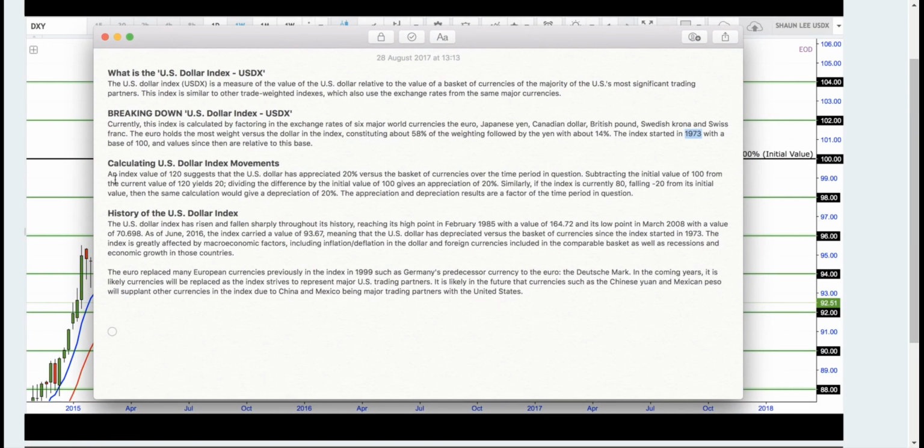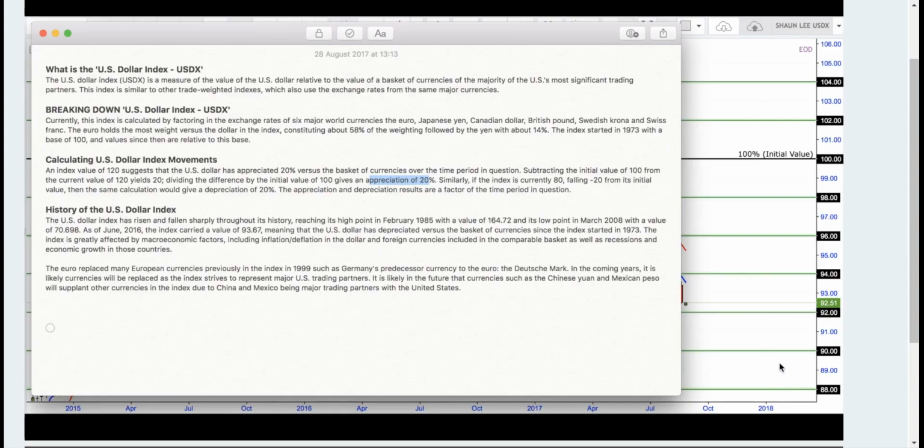So let's say the dollar index was trading at 120. That now suggests that the US dollar has appreciated 20% versus this basket of 6 currencies. So it is stronger by 20% against all of these currencies, the 6 currencies I've just gone through. Subtracting the initial value of 100 from the current value of 120 yields 20. So that's an appreciation of 20%. Similarly, if the index has fallen to 80, minus 20 from its initial value of 100, so it's trading at 80 rather than 100, that is a depreciation of 20%.